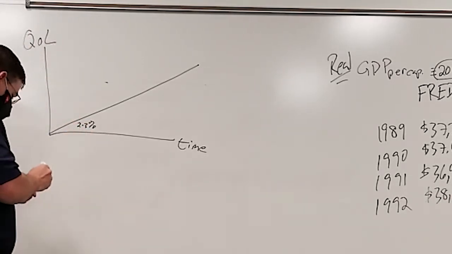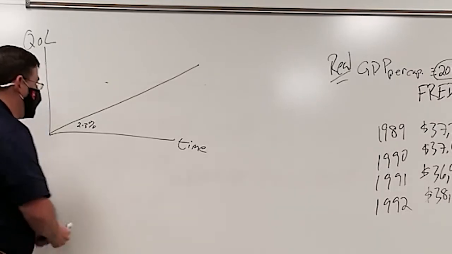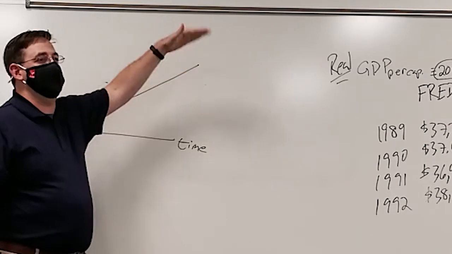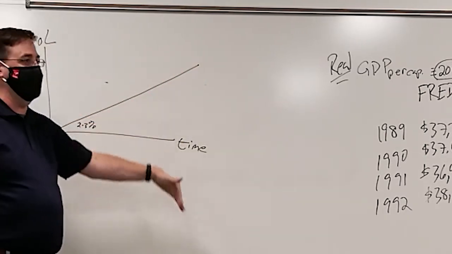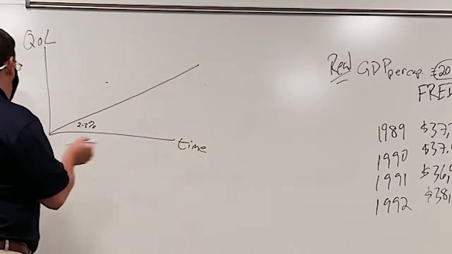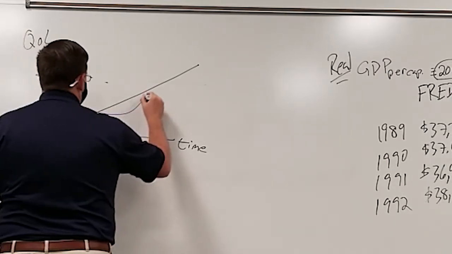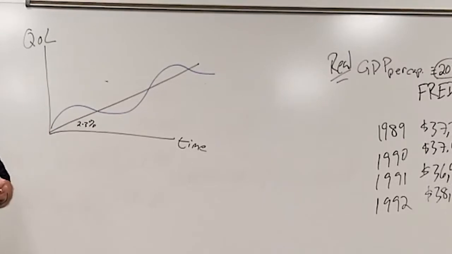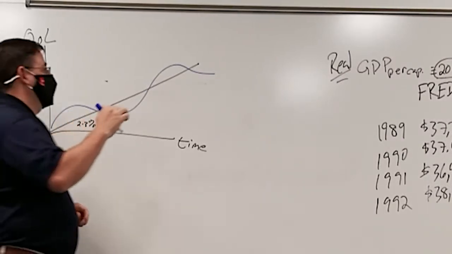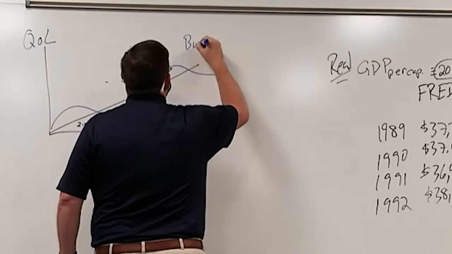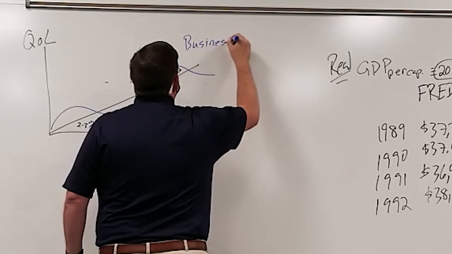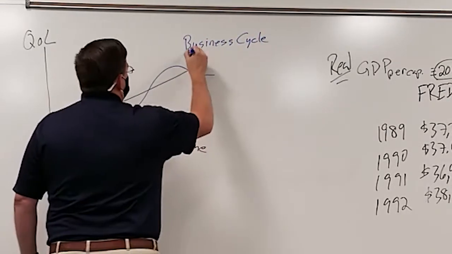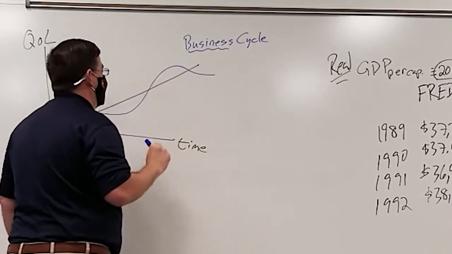But we also know that it's not growing at a constant rate of 2 or 3%. It's got ups and downs. We're in the middle of a down right now. What do we call the ups and downs? We call that a business cycle. Which might be a misnomer because it might not have so much to do with business.